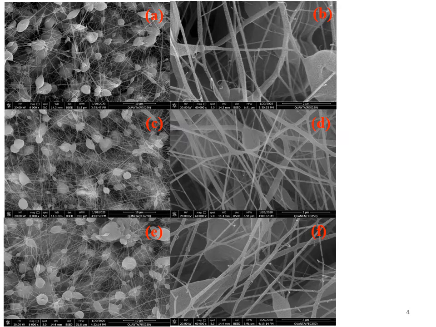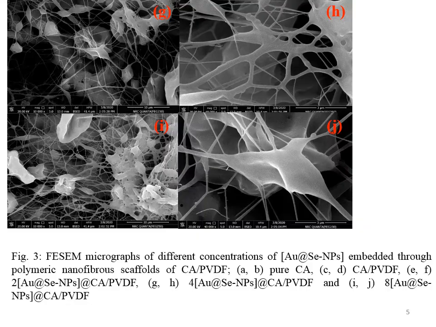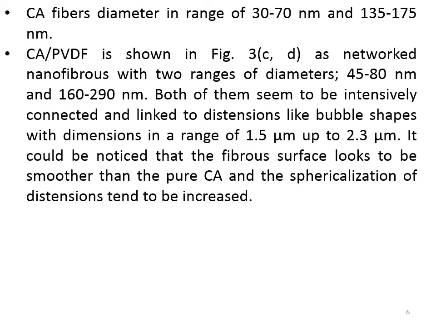The surface morphology was examined by field emission scanning electron microscope upon the variation of compositional content, and it could be shown from the micrographs that the fibers were formed with a range around 30 to 70 nanometers, while with the addition of PVDF, the nanofibers were formed with diameters in a range of 45 to 80 nanometers, and another group with diameters of 160 to 290 nanometers.